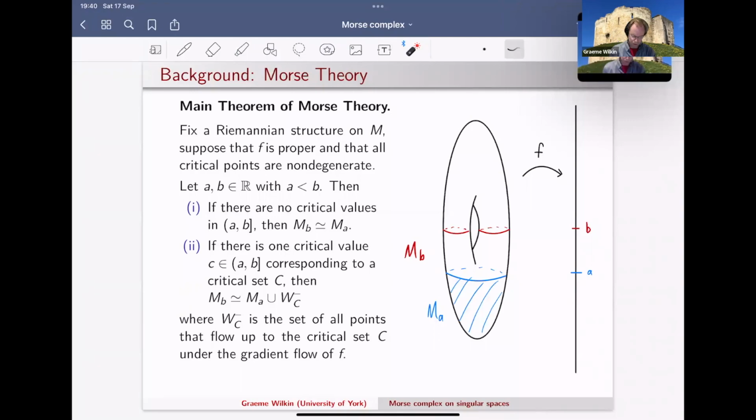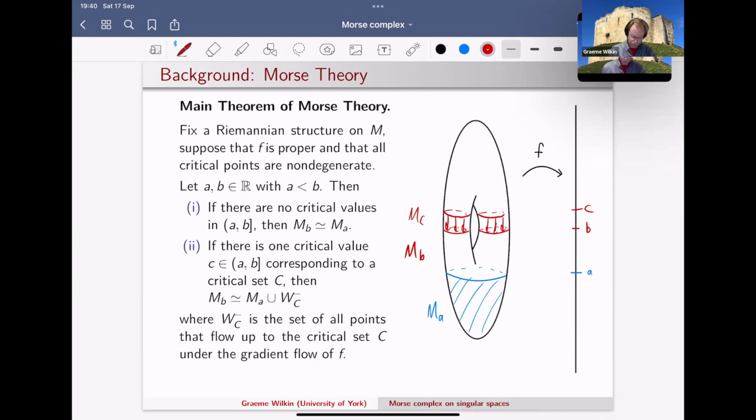So if there are no critical values in between 2 levels, so I'll just draw another level here, call it say c, then M_c is all the points below that. We can flow down like that onto M_b. And in fact, we can show that M_c is diffeomorphic to M_b.